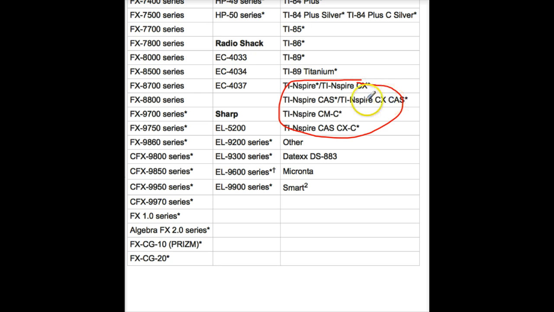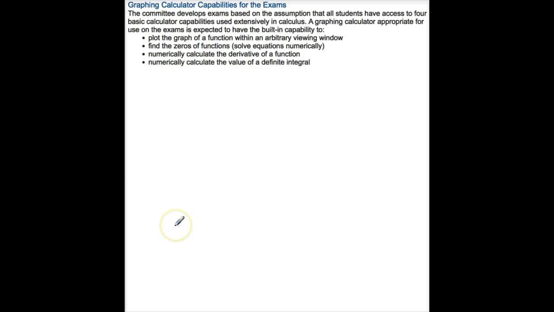A lot of my students like the CAS. They like the colored screens. Now, there are only 4 things you're allowed to use a graphing calculator for on the AP Calculus exam, and this is straight from College Board. The first 2 you can already do. The last 2 I'll show you how to do in class.